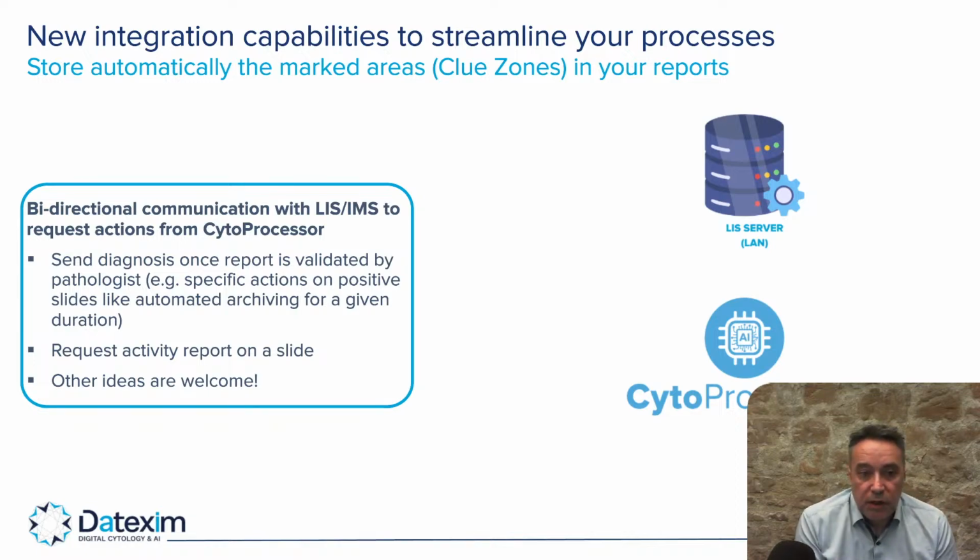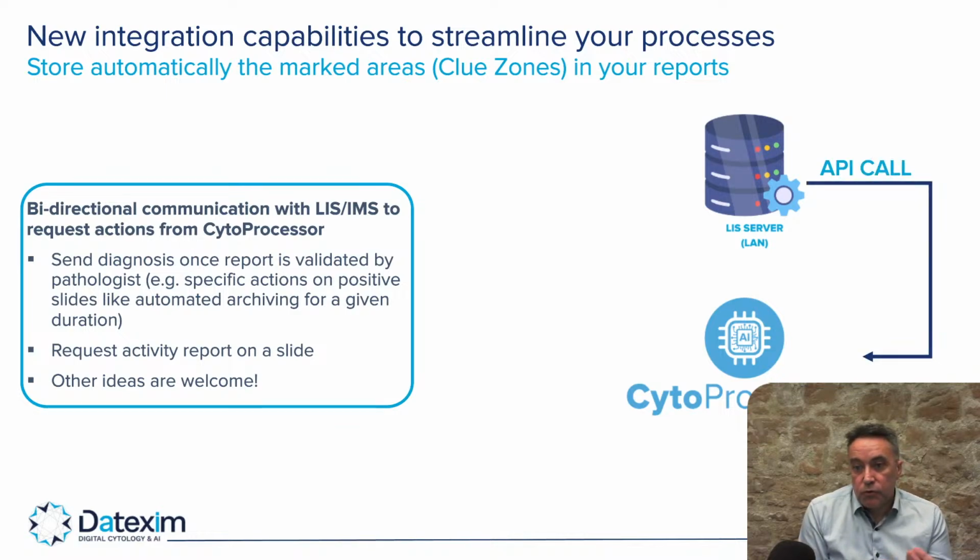What we added also is bi-directional communication with LIS and IMS. Before version 3.3, CytoProcessor was sending messages to the LIS server. Now the LIS server can send us messages. So for example, with what we call an API call, you can send information to CytoProcessor, for example, the diagnosis when the pathologist finalizes the report. In that case, to keep the same example, CytoProcessor receives a diagnosis. If it's positive, it can automatically archive the slide for 3 years.